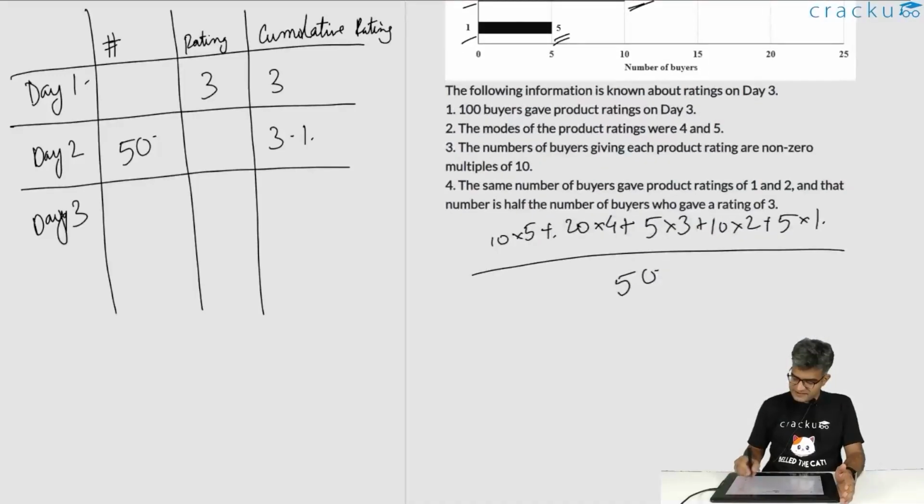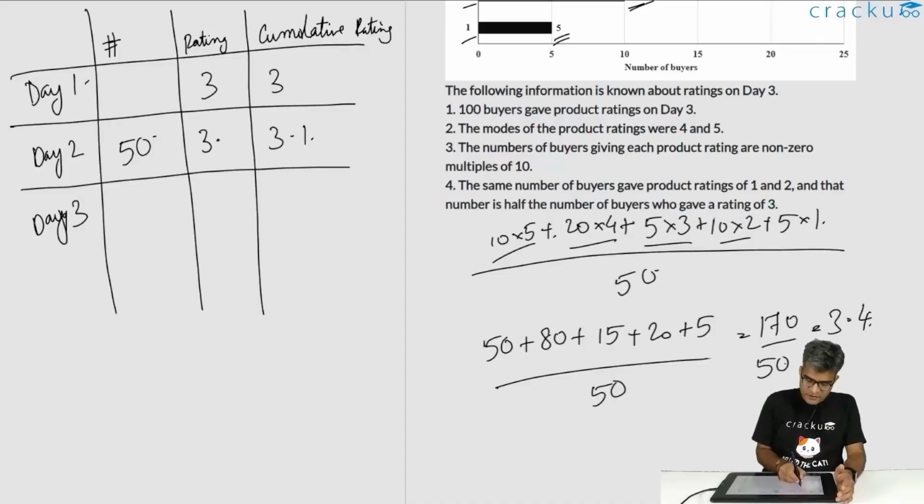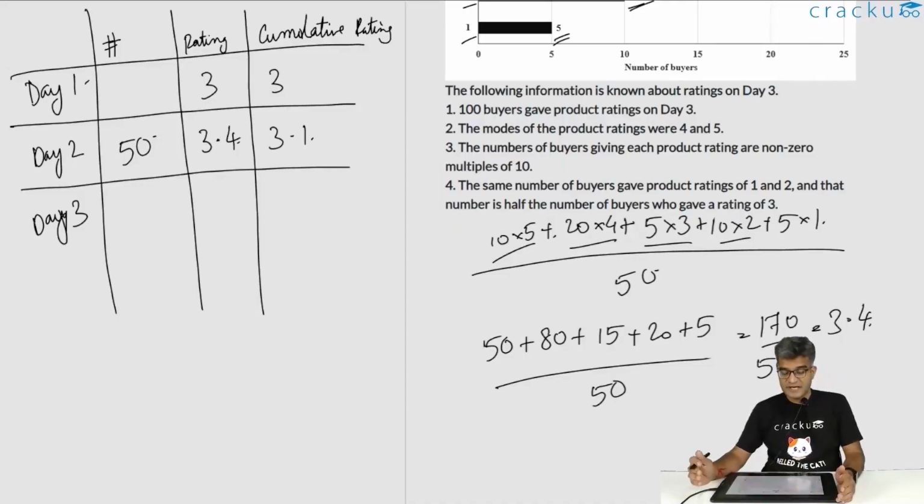If you simplify this, this will be 50 plus 20 into 4 is 80 plus 5 into 3 is 15 plus 10 into 2 is 20 plus 5 divided by 50, which is equal to 170 by 50, which is equal to 3.4. So the average rating of day 2 is 3.4. The average rating of day 1 is 3. The cumulative average at the end of day 2 is 3.1.